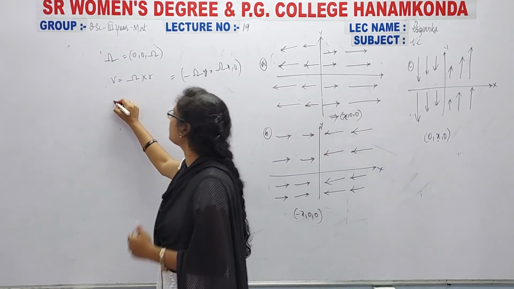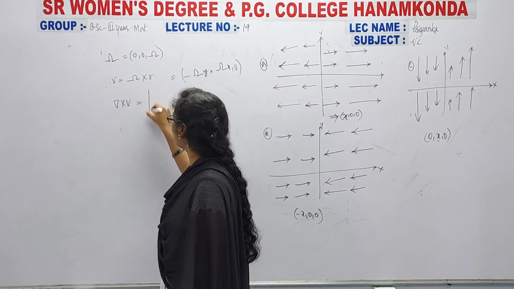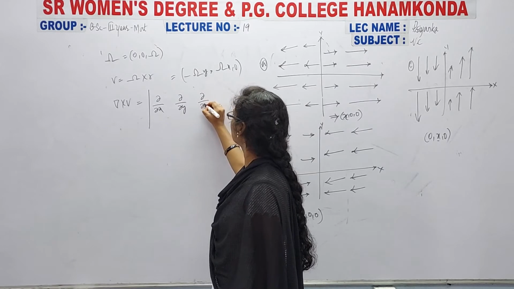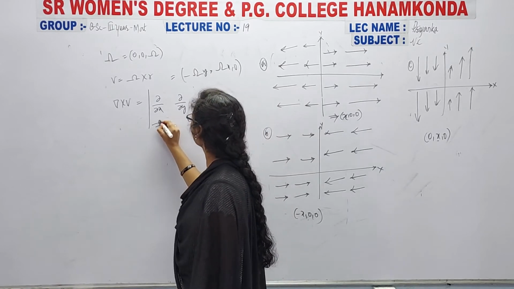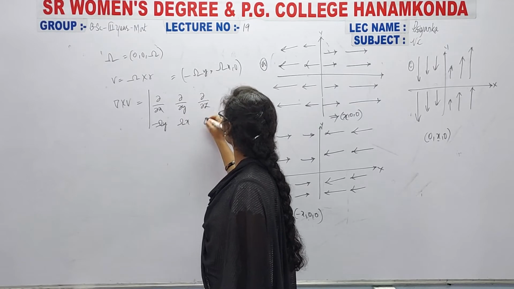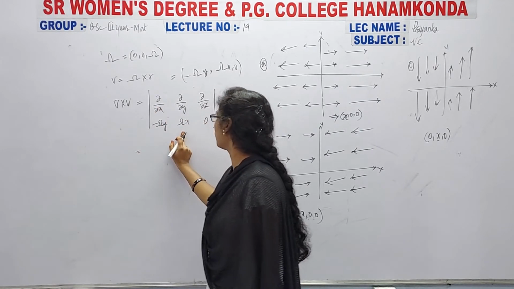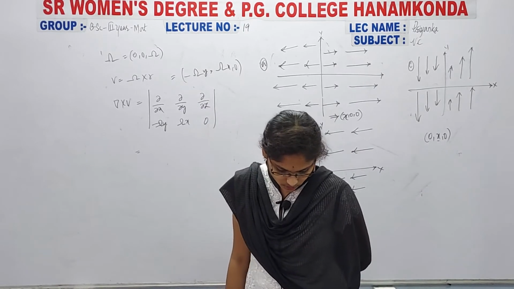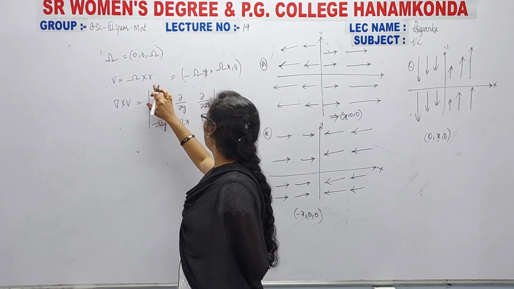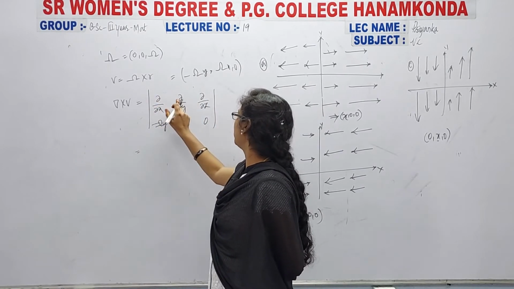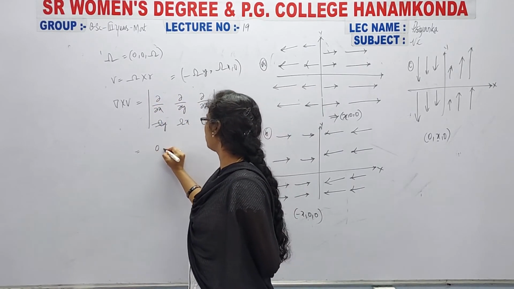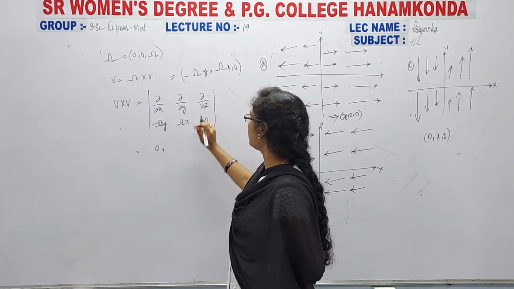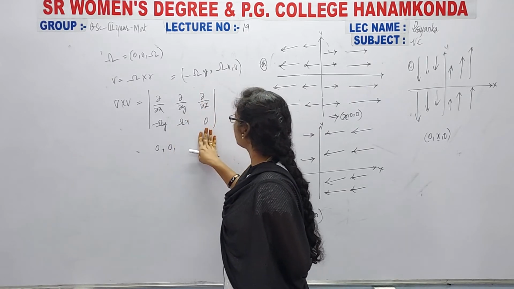Now for this one we have to calculate the curl v, which is nothing but dou by dou x. Dou by dou x of omega x is nothing but simply with respect to x we are calculating, no? So that's why here this one will be closed, 0 minus 0. Next this one will be closed, 0 minus 0.